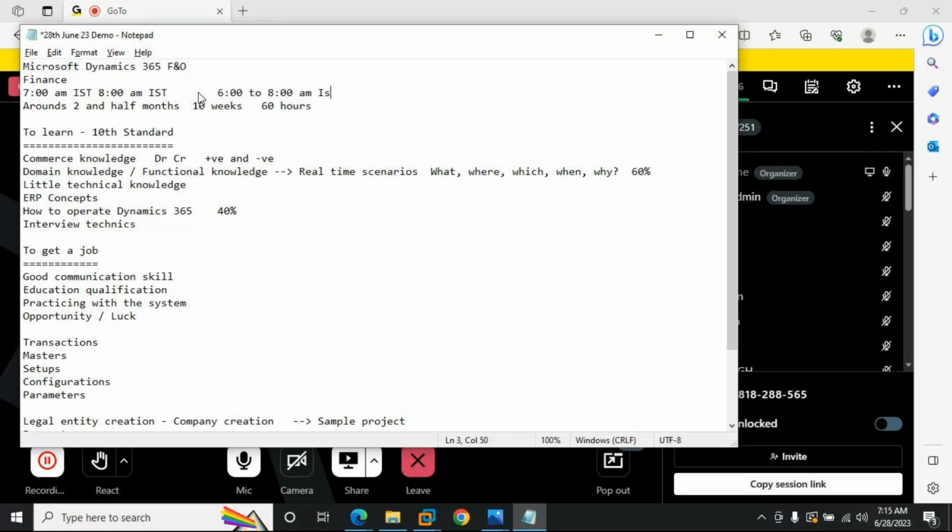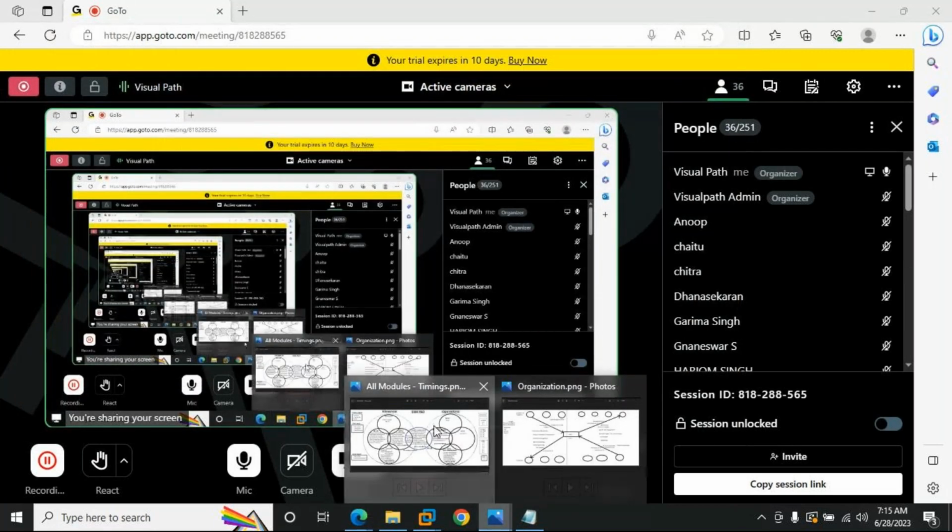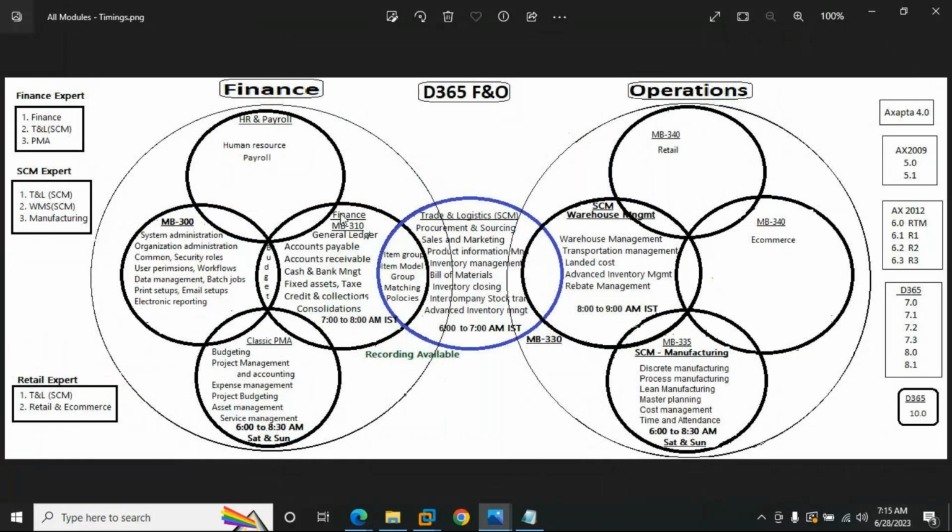IST, because I will combine both finance and trade and logistics for a few days. Trade and logistics is 6 to 7 and finance is 7 to 8. For around 7 to 9 days, I will combine both batches into one batch, 6 to 8. So I will teach the common intersection between these two. Okay, fine.